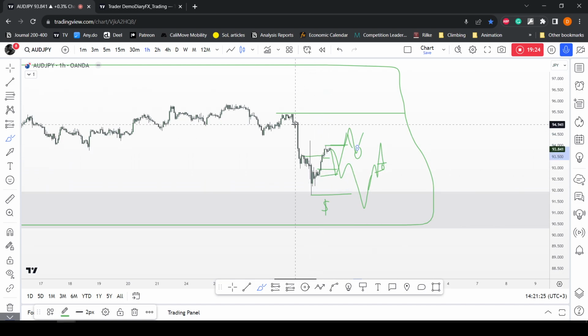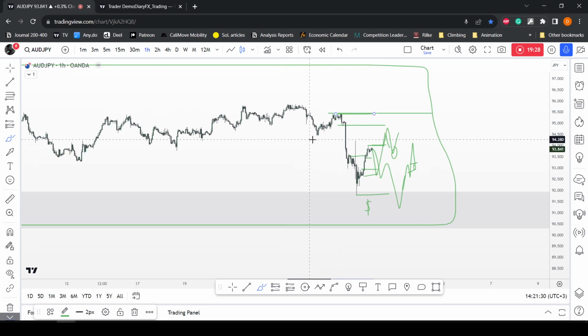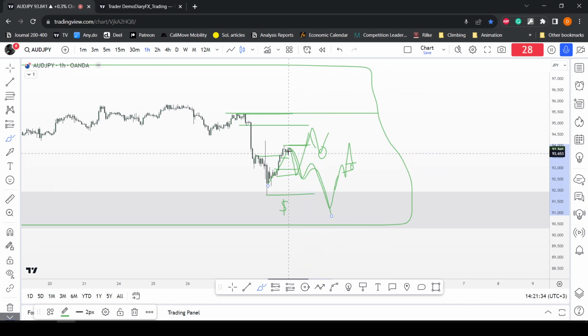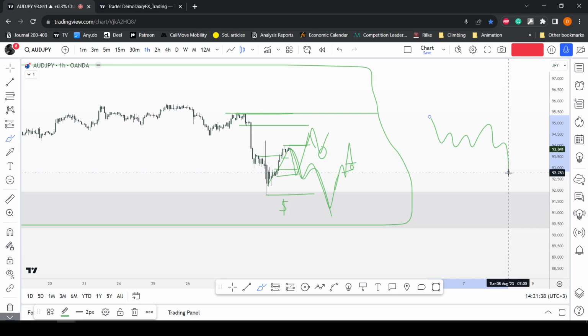Okay, so I don't want to trade from here, I don't want to trade into this zone, because even if this move will happen, it can be really choppy. And yeah, so overall bullish.